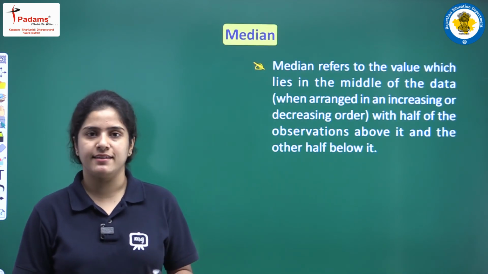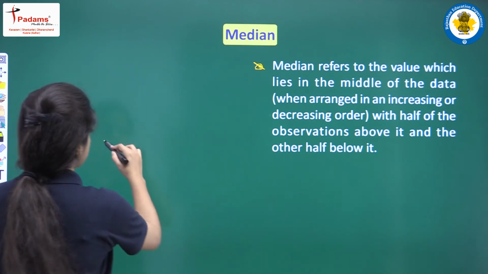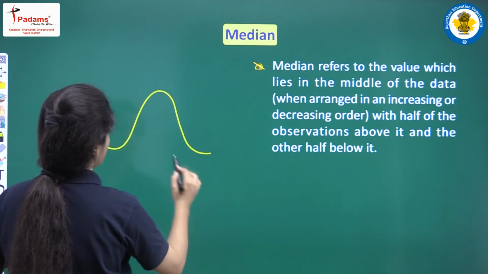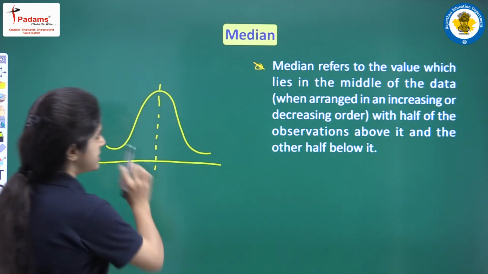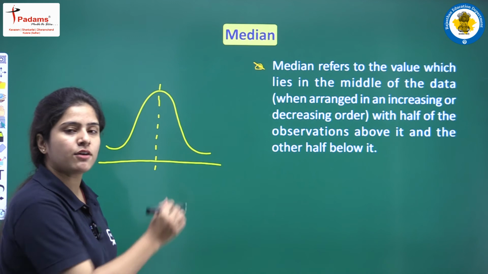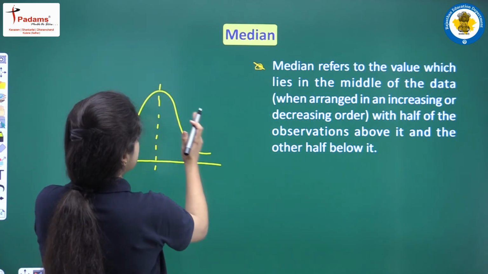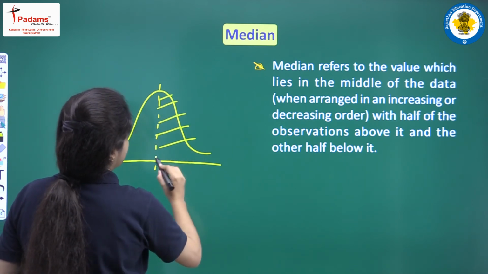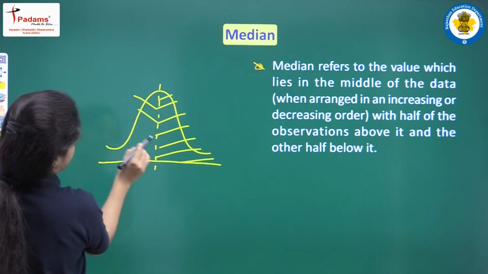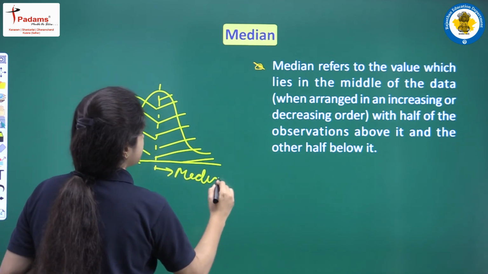What is median? Suppose students we have a central tendency like this, okay. The central part of this central tendency, that is dividing the complete value in 2 equal parts, this part and this part, this is called median, okay.